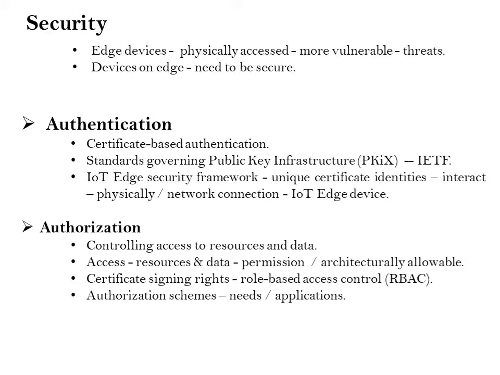Next, looking into the security aspects, we know that in edge computing, data and value are concentrated on the edge and not just in the cloud. Therefore, a device on the edge can be physically accessed, and so it is more vulnerable to many types of threats. So, the devices on the edge need to be kept as secure as those in the cloud. Security aspects of IoT Edge include authentication, authorization, and attestation.